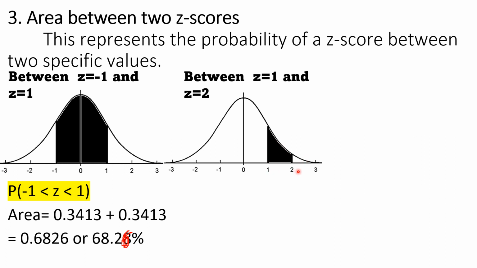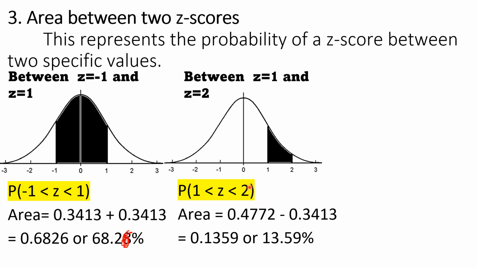For the probability notation, of course, the smaller digit is 1 and the larger digit is 2. Therefore, we have the probability notation z is greater than 1 but less than 2. And for the area, we find the area of 1 and the area of 2. Since it does not touch the mean, will you add or subtract? Of course, you will subtract the area of the smaller z-score from the area of the larger z-score.